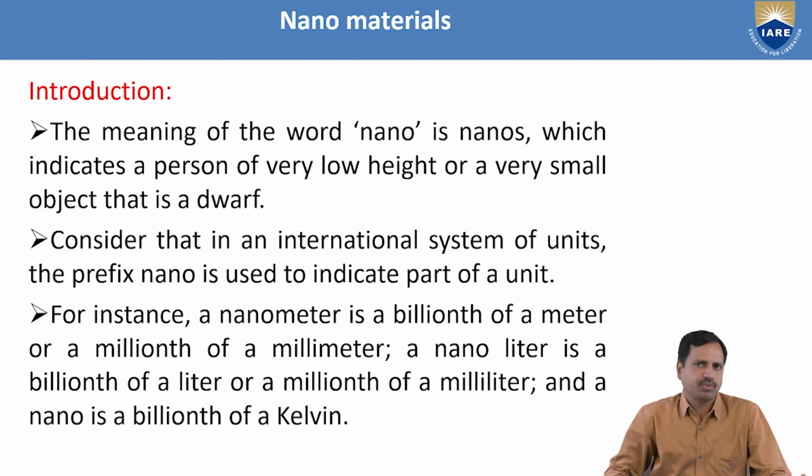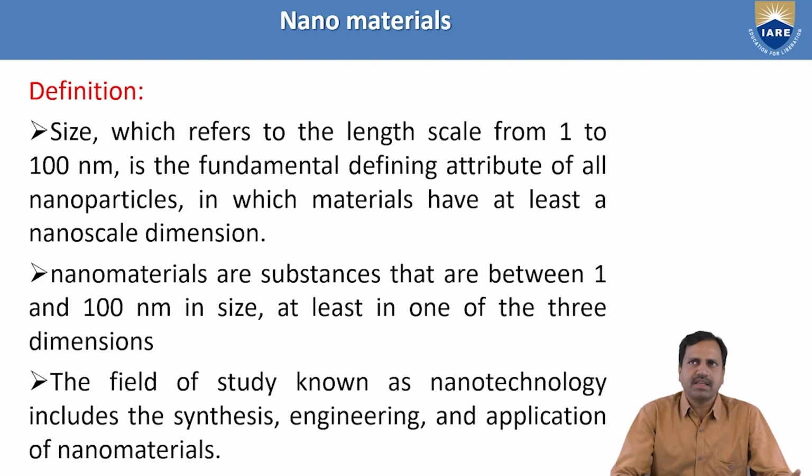So what is nano? Nano refers to nanoparticles. A nanoparticle is a particle with a size below 100 nanometers. Size, which refers to the length scale from 1 to 100 nanometers, is the fundamental defining attribute of all nanoparticles, in which the material has at least one nanoscale dimension. Then we can call it a nanoparticle. Nanomaterials are substances between 1 and 100 nanometers in size in at least one of the three dimensions. We discussed in the last class one-dimensional, two-dimensional, and three-dimensional nanoparticles. If any one dimension is in the nano size, then we call it a nanoparticle. The field of study known as nanotechnology includes the synthesis, engineering, and application of nanomaterials.